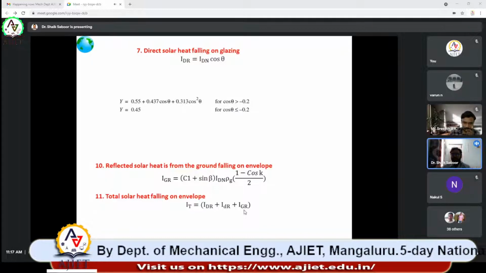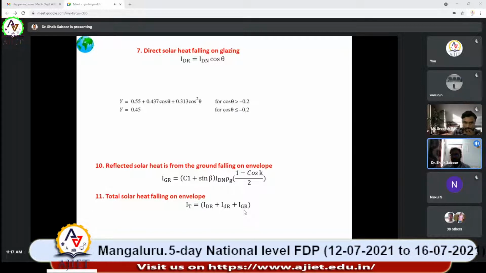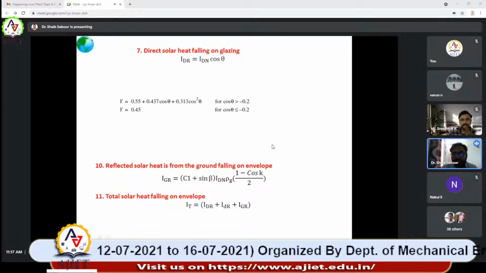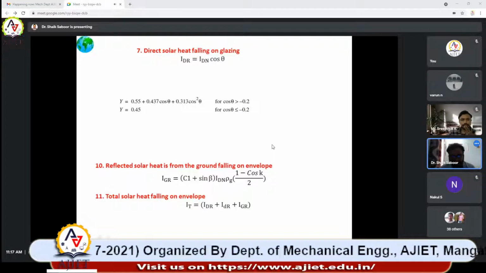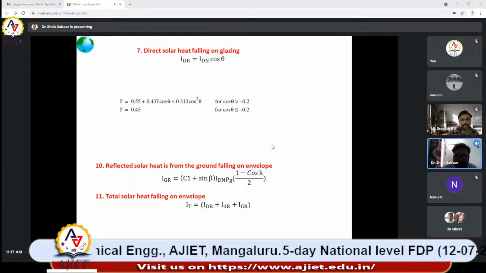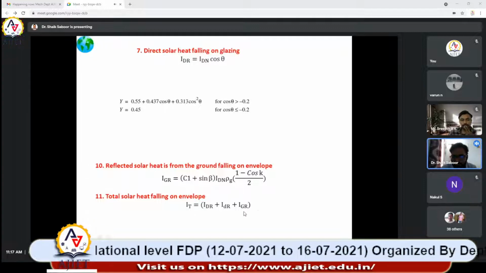With the help of a pyranometer and thermocouples, you can measure the temperature and also the radiation in practice. So I am just showing the numerical methods to obtain the direct radiation, diffuse radiation, and ground reflected radiation, which constitute the solar radiation. Total solar radiation is the combination of all these three.